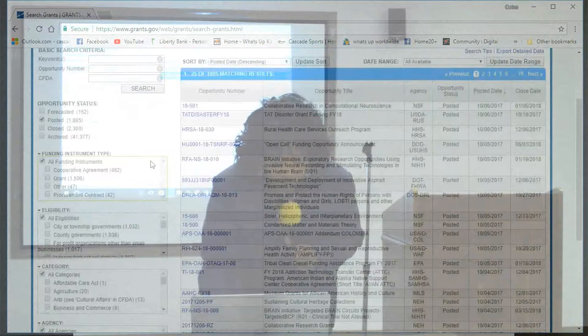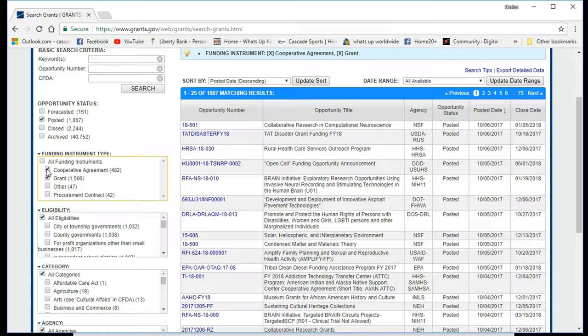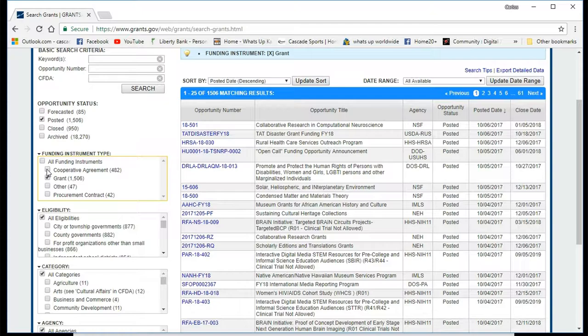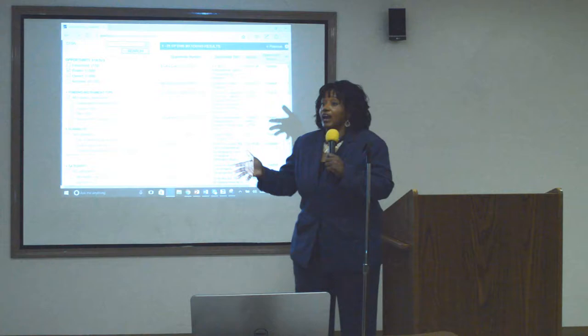Now, if we go down here to funding instrument types, you've got a bunch of different types. But what type do we want? Grants. In most cases, we want grants. However, if you are doing child care, you might want a cooperative agreement because child care centers work off cooperative agreement. They get paid once a month or they get paid after they do the care. So if you're doing programs like that, or if you're doing housing, you might end up with the cooperative agreement. If you're going to house veterans, they're going to pay you every month. That would be a cooperative agreement. But the grant, in most cases, is what we want.